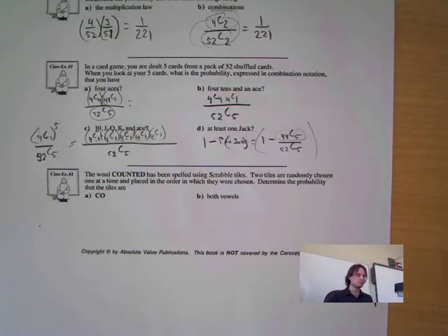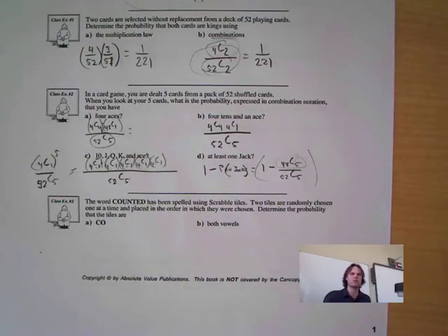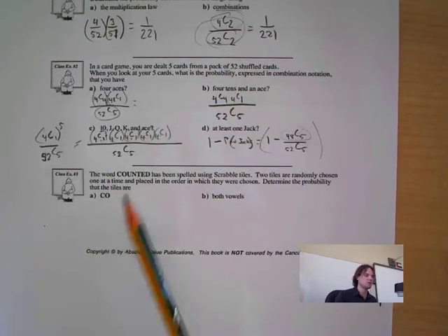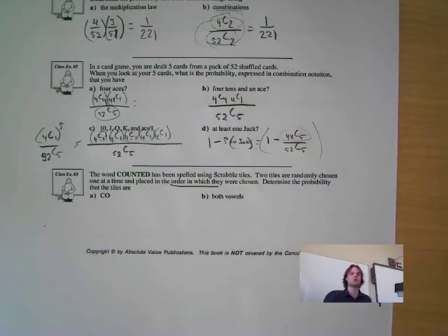Alright, so, next one says, the word counted has been spelled using Scrabble tiles. 2 tiles are randomly chosen, 1 at a time, and placed in the order in which they were chosen. Determine the probability that the first tiles are C and O. Now here's an interesting thing. The first one, we're looking at a deck of cards. Whenever you're playing, order doesn't matter, because remember, when you get cards, you rearrange them in your hand, so order does not matter.